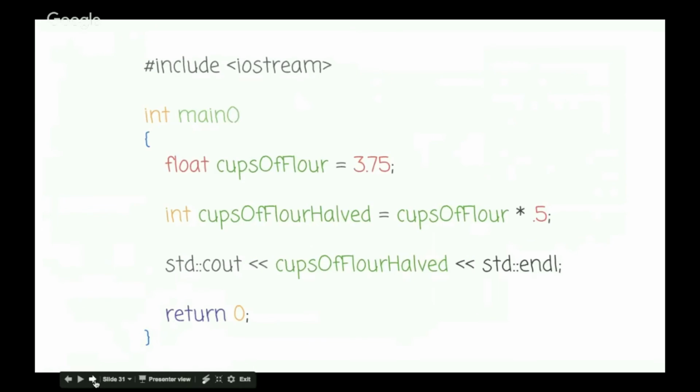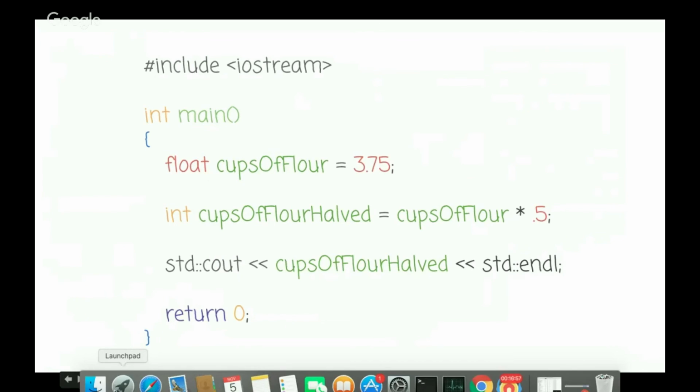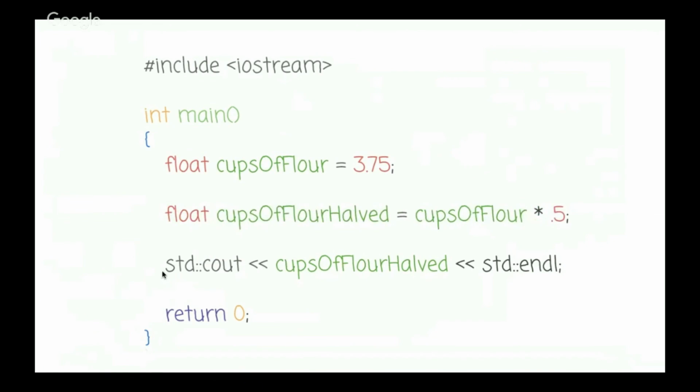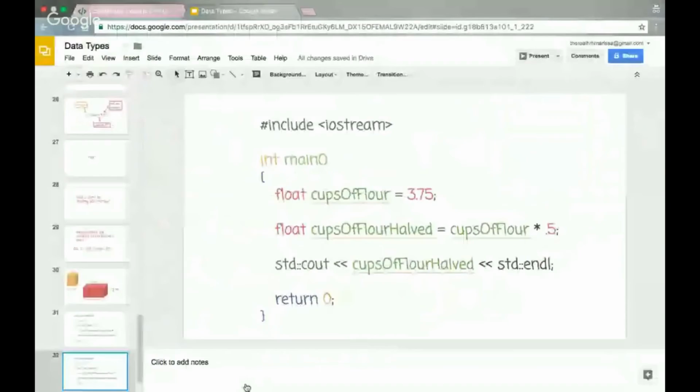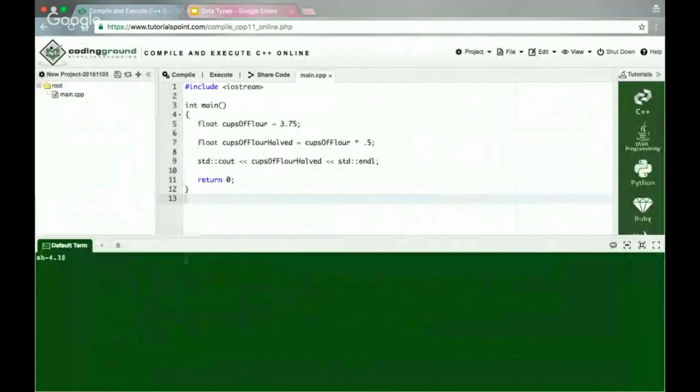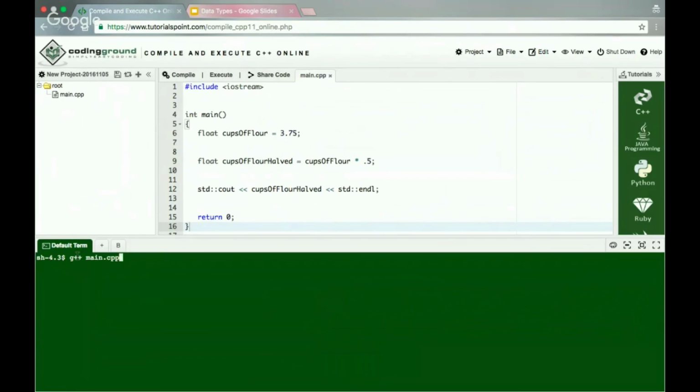Going back to our program, we will change what used to say int cups of flour to float cups of flour. And then we'll change the next line to say float as well: float cups of flour halved equals cups of flour times 0.5. So take this, copy it. It is in the description. Paste it into the compiler that we've been using. Save that. Compile it. If you have an error, post your error in the comment. Run your program, and we see our answer is 1.875.